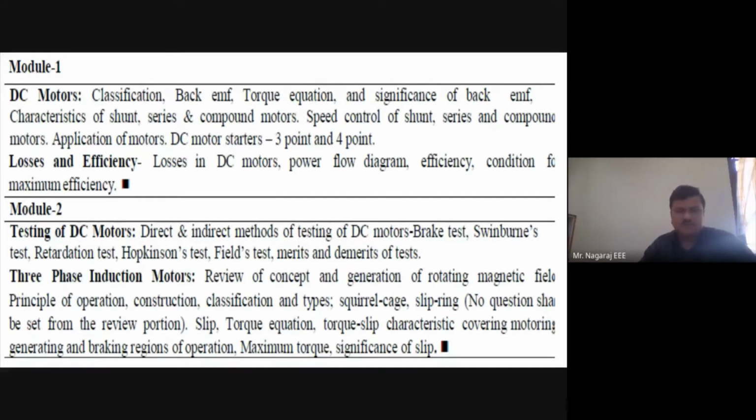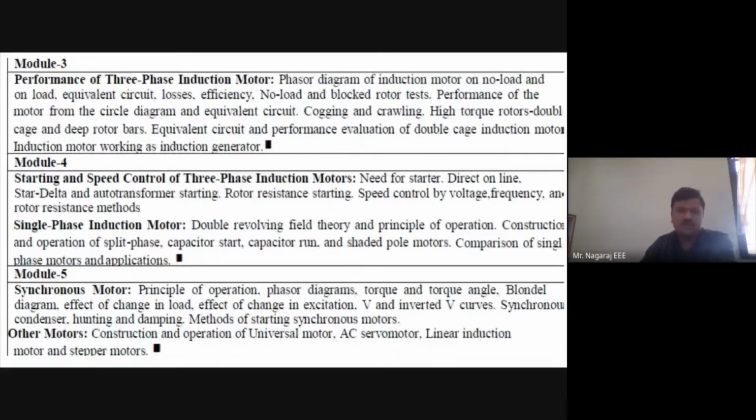In second module, first part we'll do all the types of tests on the DC motor. Each test we study is an experiment in the lab. All these tests, whatever we study, we'll do as experiments in the practicals. Second part, we'll study about the 3-phase induction motor, where we study the basic operating principle, rotating magnetic field, the concept of synchronous speed, and what is torque slip characteristics, torque speed characteristics, all these things.